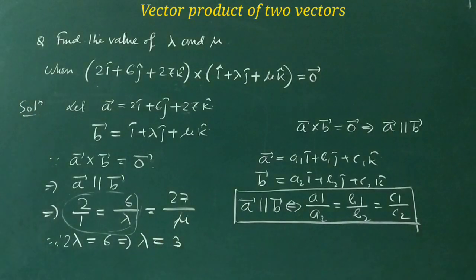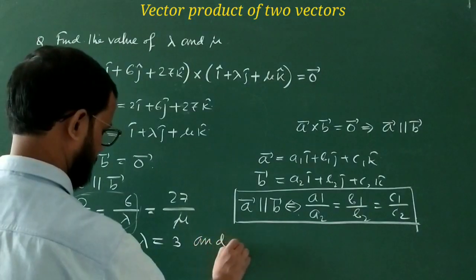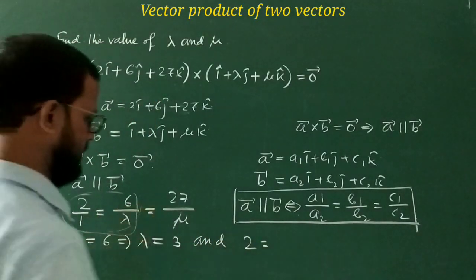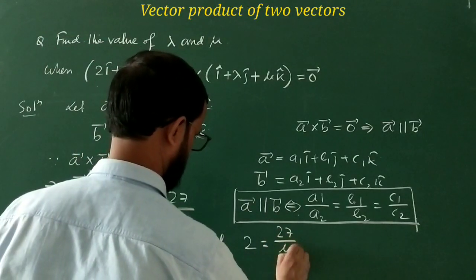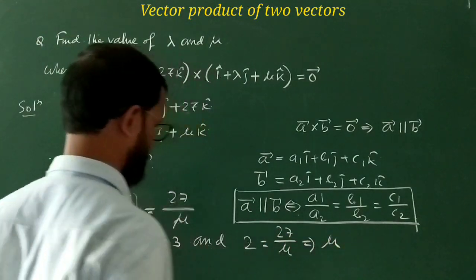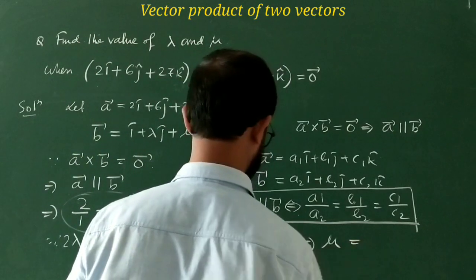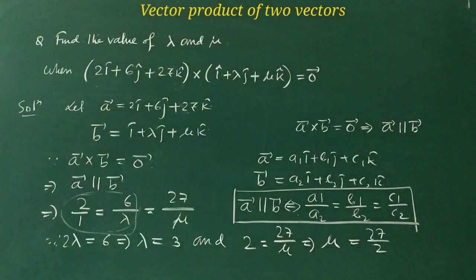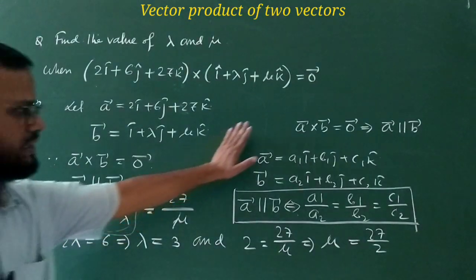And if you take this one and that one, you will get 2 equal to 27 by mu, and from here you can write mu equal to 27 by 2. So easily you can find the values of mu and lambda if you know the basic idea and concept.